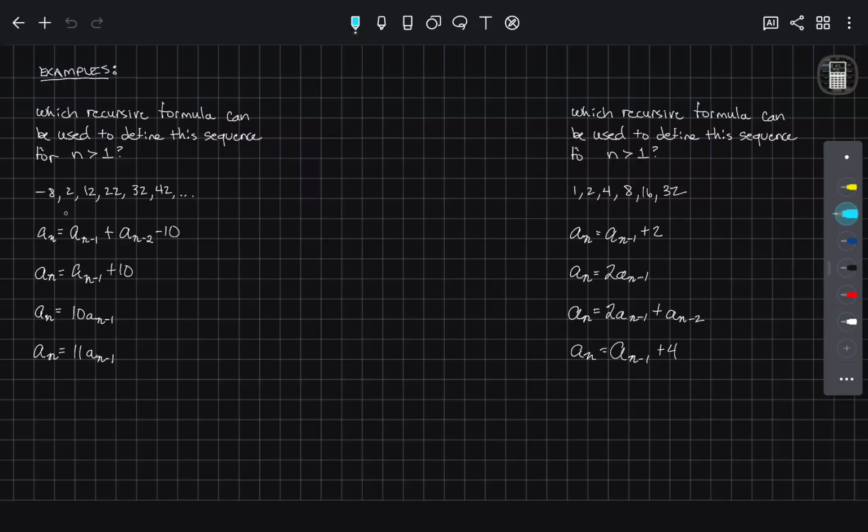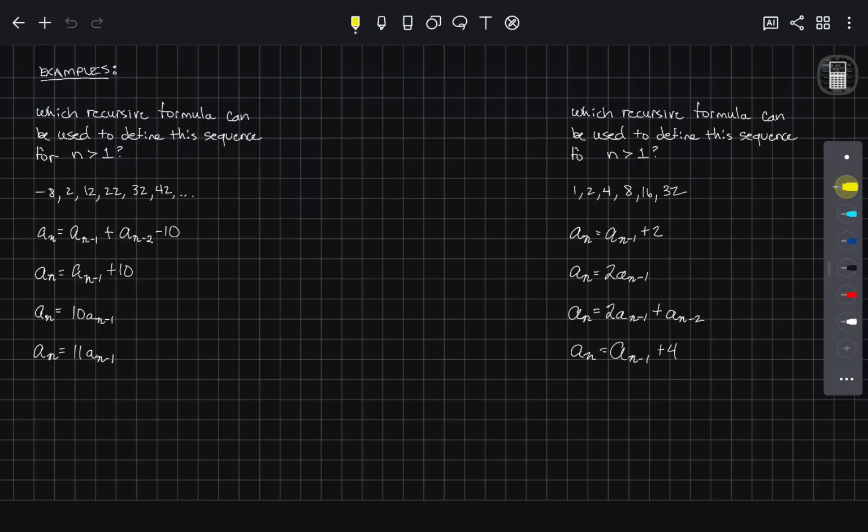So you can take a look at some of these right here. You can see that we have the term in this first one plus the term minus 10. So term plus term minus 10. Or we have whatever the term was, add 10. We have whatever the term is, multiply by 10. We have whatever the term is, multiply by 11.